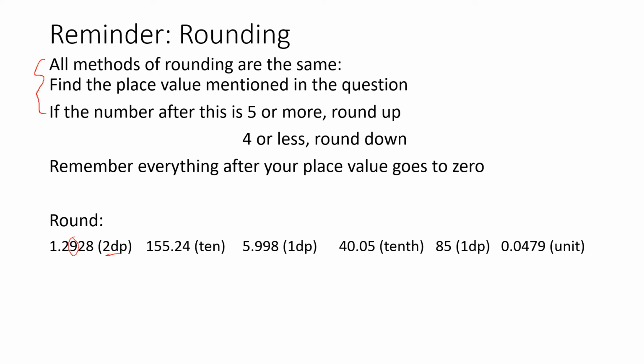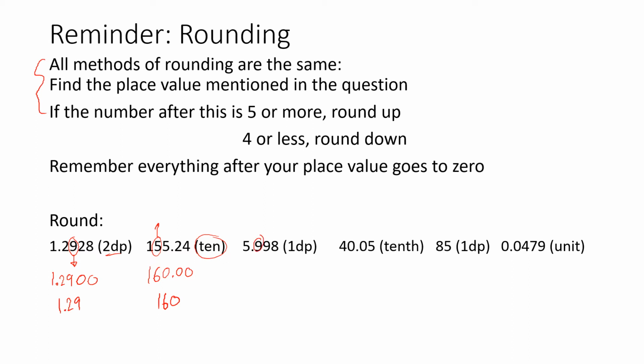There's a 2 after it, so we are essentially rounding down. So it's going to stay 1.29, then everything else goes to 0, and you probably just write that as 1.29. Here we're rounding to the nearest 10. The 10s are here. There's a 5 after it, so we're going to round up. So that's going to go up to 16, and everything after it goes to 0, so 160.